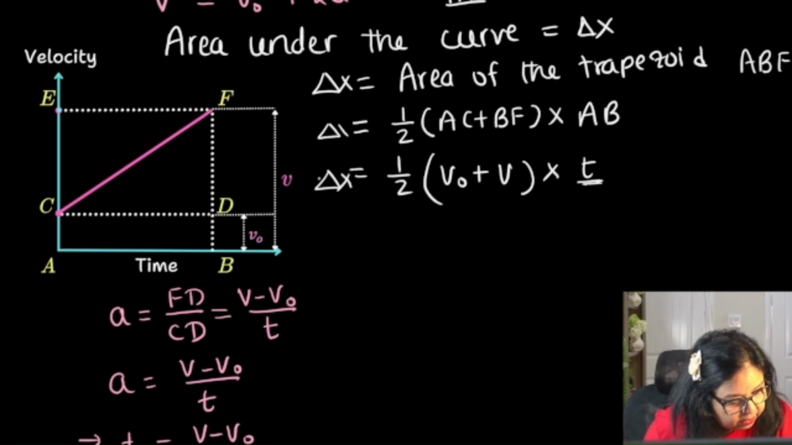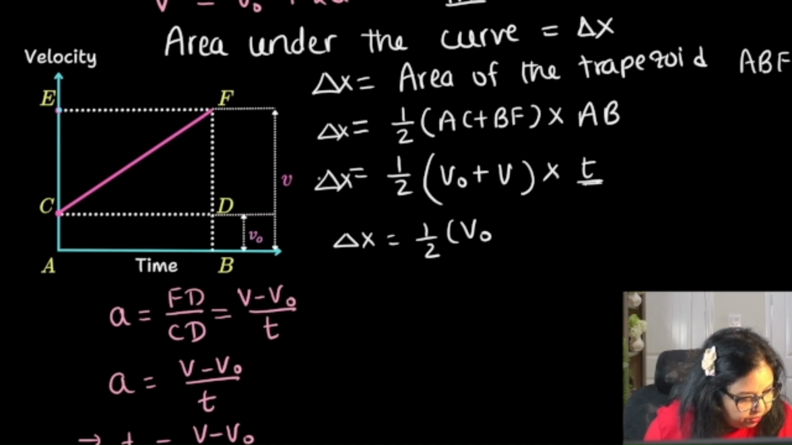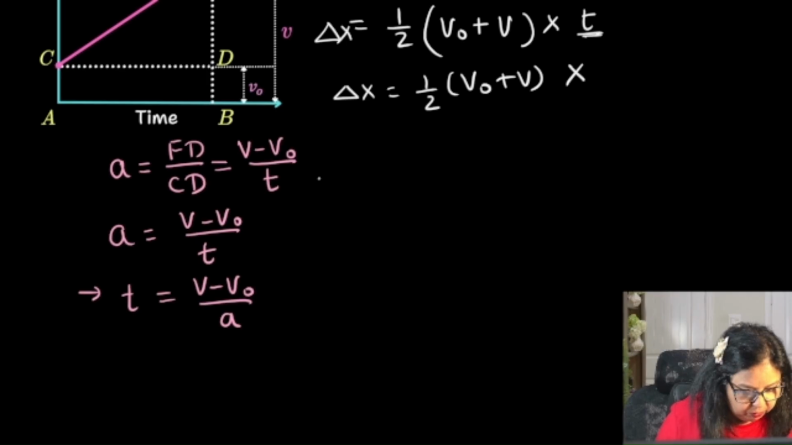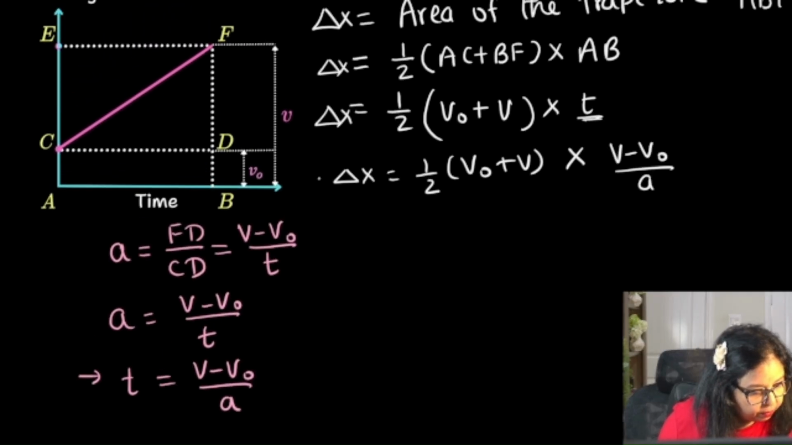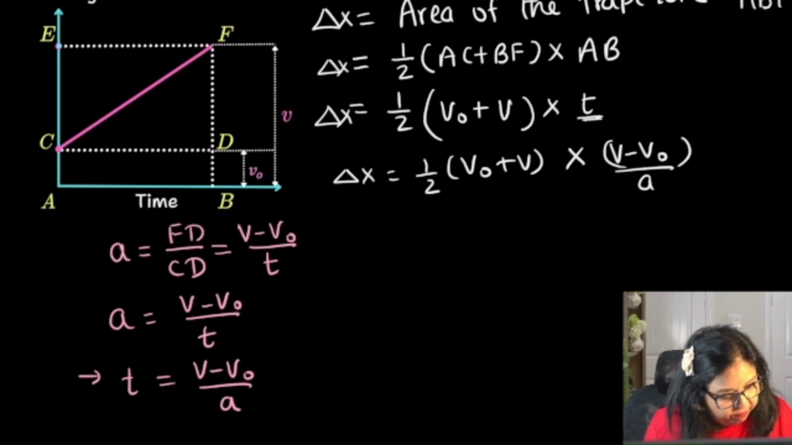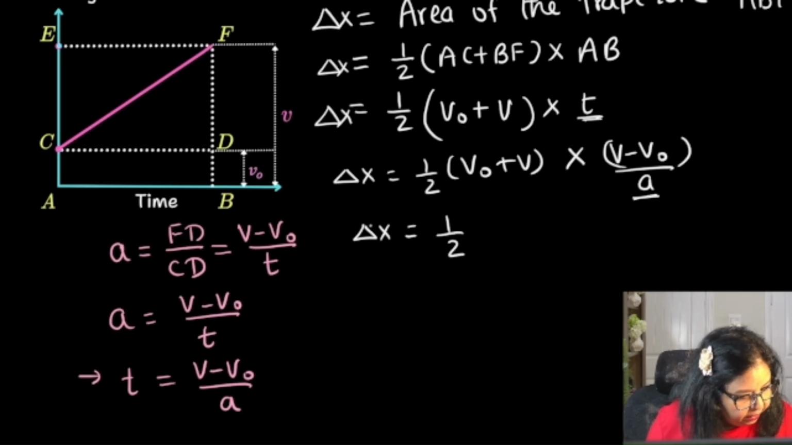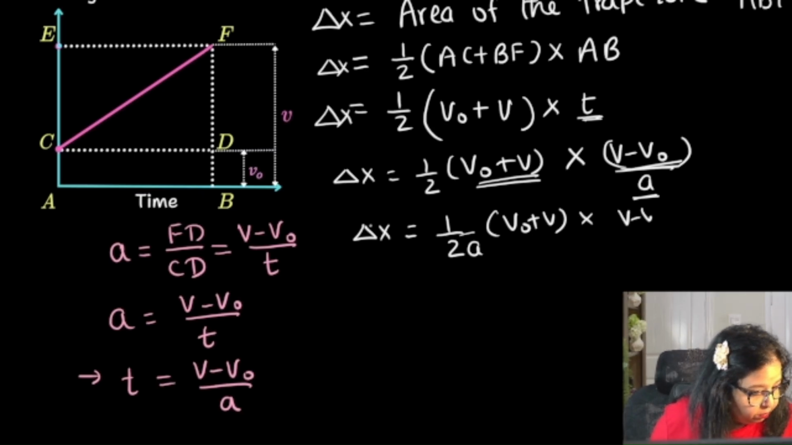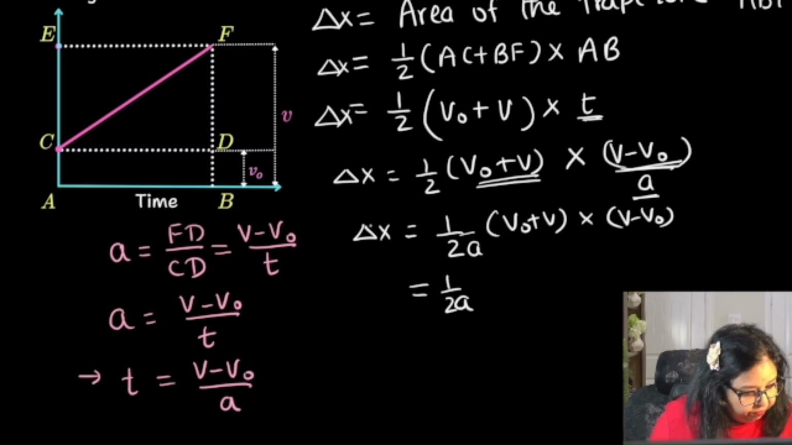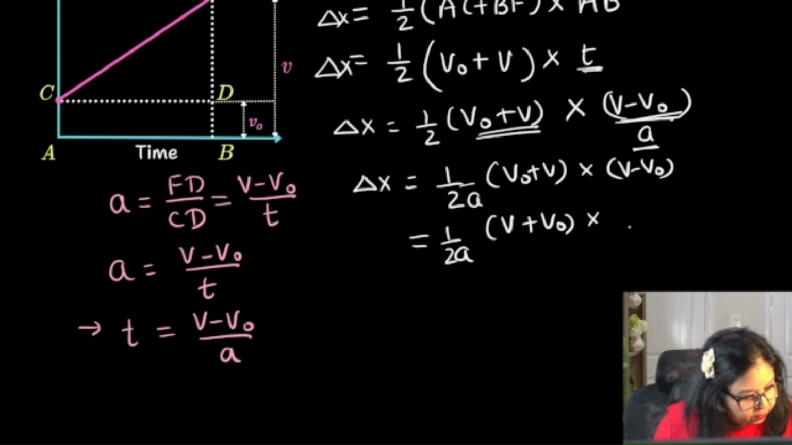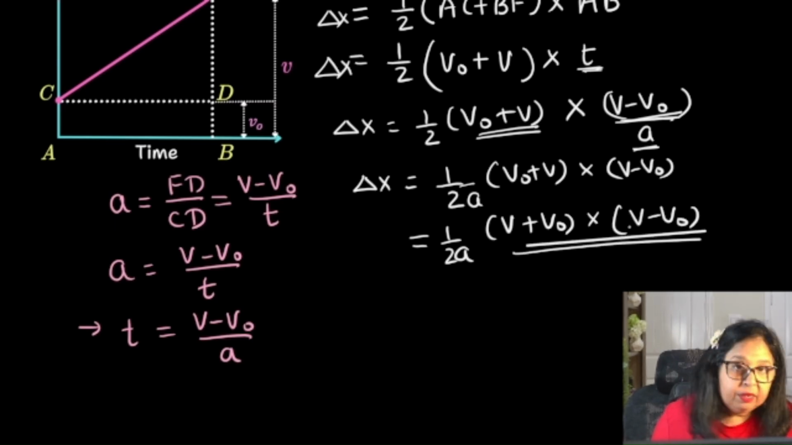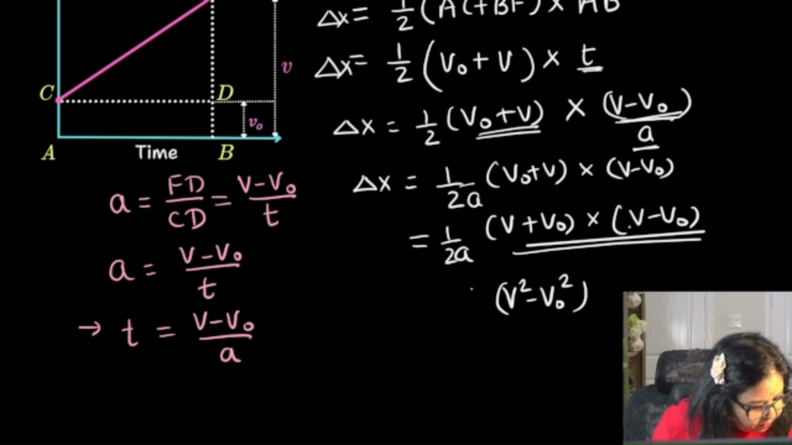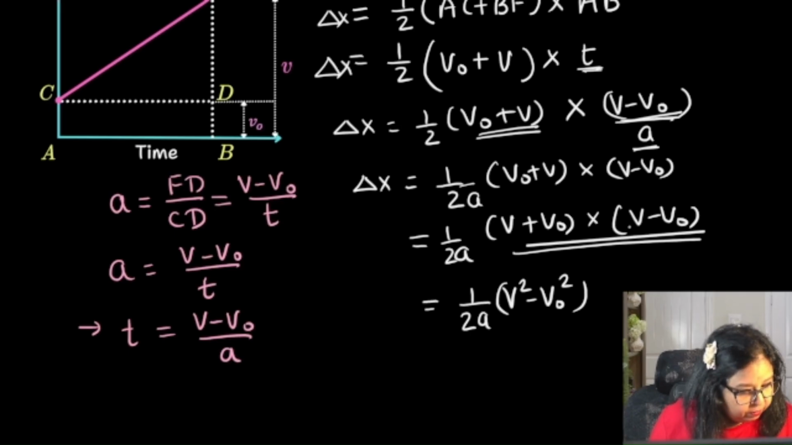So we have delta x equals 1/2 V naught plus V, and time T is equal to what? V minus V naught divided by A. All right. Now we have delta x equals 1/2, this A in the denominator, V naught plus V times V minus V naught. What do we get over here? A plus B times A minus B is A squared minus B squared. V plus V naught times V minus V naught equals V squared minus V naught squared. Times we have 1/2 A equals delta x.